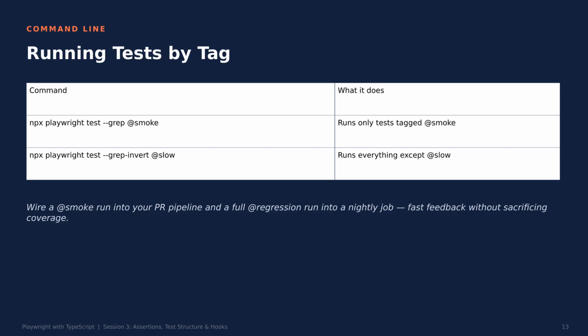A good pattern to adopt: wire an @smoke run into your pull request pipeline so every PR gets fast feedback, and wire a full @regression run into a nightly job. That gives you fast feedback on every single commit without ever sacrificing your overall coverage.